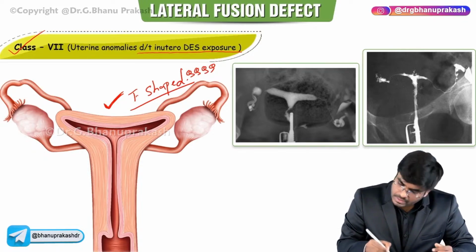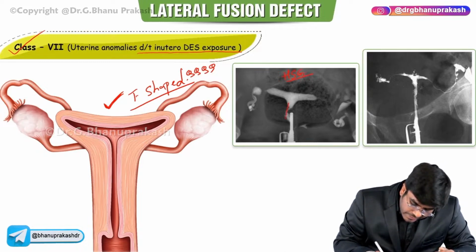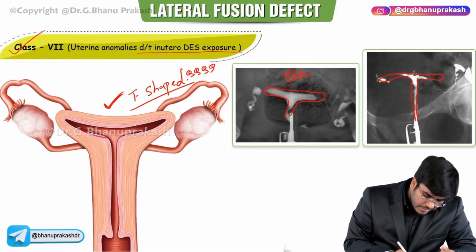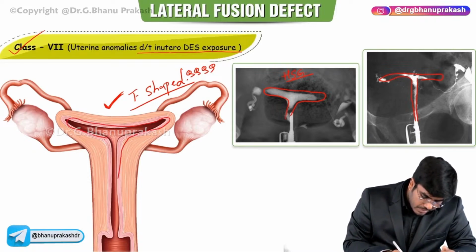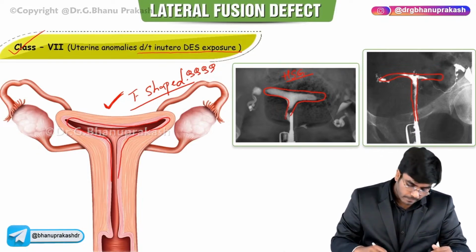Now let's see. Here, the hysterosalpingographic image is very clearly showing the uterine cavity which is T-shaped. Here also it is very clear that the uterine cavity is something like a T-shape. I think you can appreciate the shape of the uterus which was exposed to diethylstilbestrol in utero.